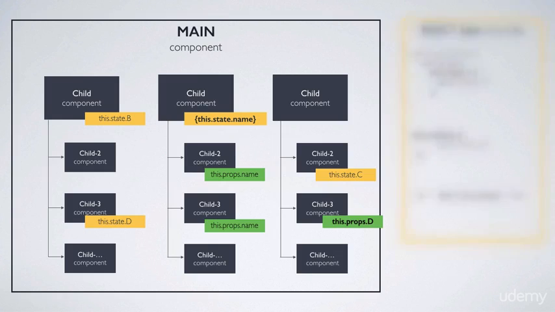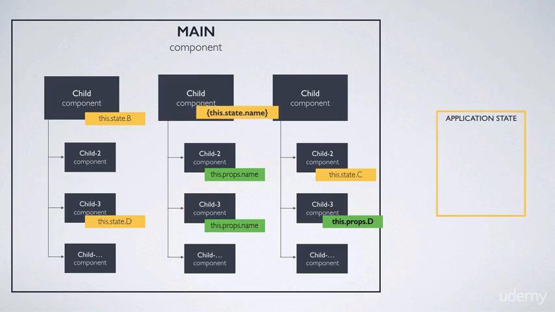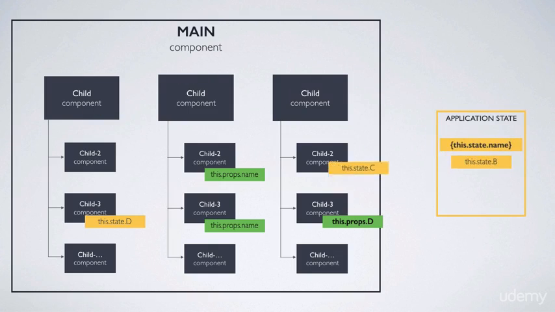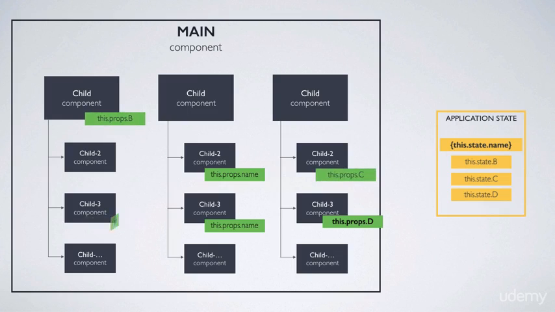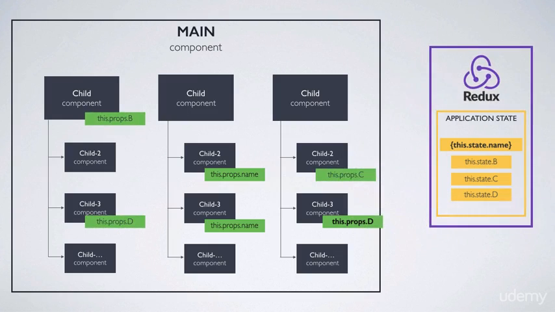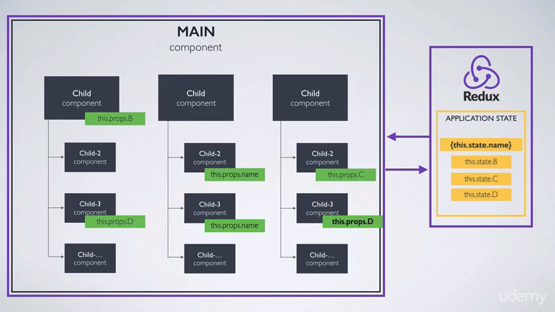Now, wouldn't it be much better to have an application state where all our pieces of state are maintained? Well, you got it. This is exactly what Redux is for. You create and manage your entire application state in one place, called the Store in Redux. And any of your components can access it and grab any data as props.